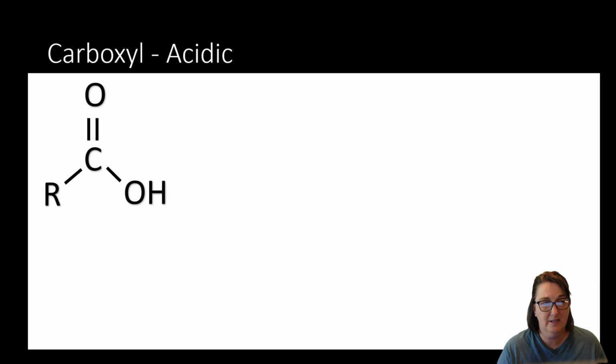Carboxyl, we consider this to be acidic. So remember, my R group, I have a molecule over here, carbon backbone. It's going to have some type of carbon function over here, and this is going to be on the end somewhere of that molecule. So this carboxyl group is this whole section right there. Notice I have a hydroxyl group here, but this combined with this hydroxyl makes it a carboxyl.